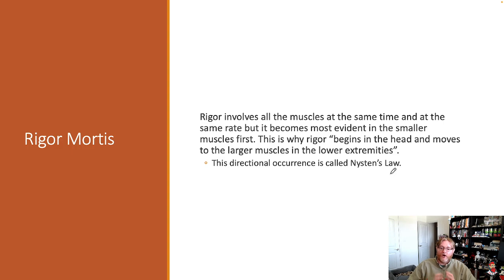Rigor involves all the muscles at the same exact time, but it becomes more evident in these smaller muscles. You may hear preceptors say it begins in the eyes, begins in the head, and moves to the larger muscles, moves to the legs. Starts in the eyes, ends in the legs. This is called Nysten's Law.